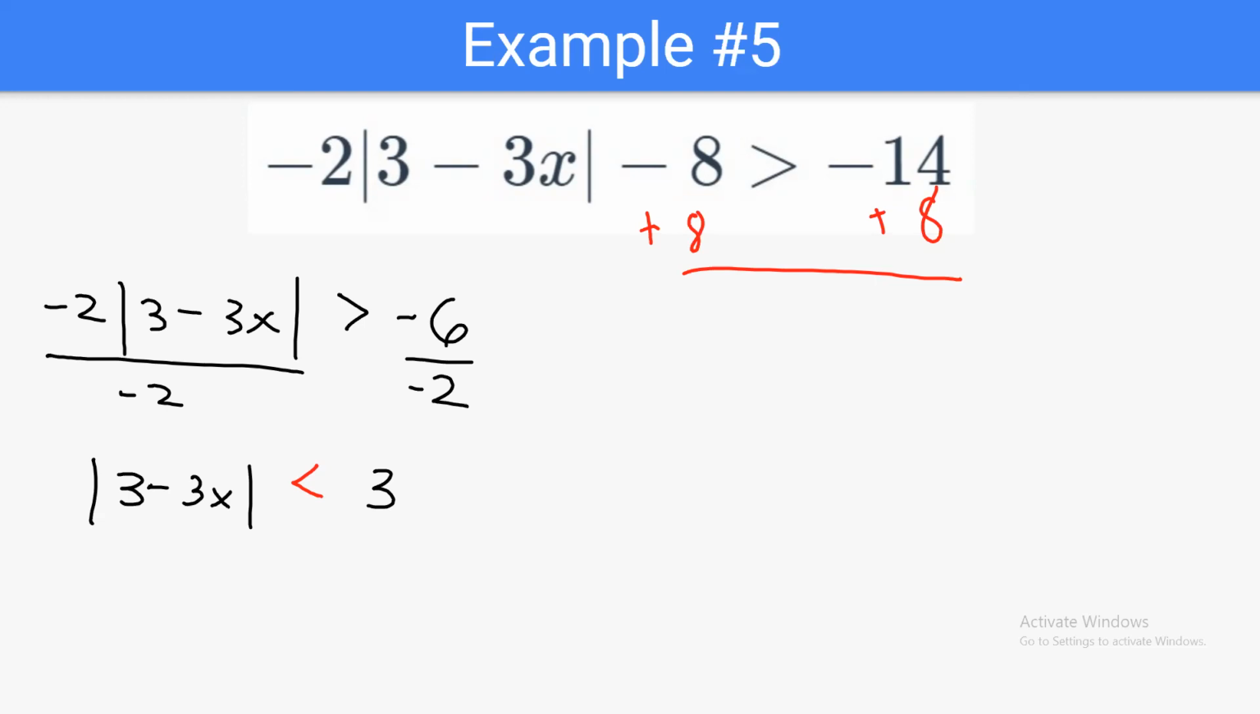Okay? So it flips. So the absolute value, right? The distance away from zero, because it's isolated, I can say the distance away from zero is less than 3. Less than, it's an AND statement, correct? So 3 minus 3x is going to be in the middle. 3 is going to be on my right-hand side. Negative 3 is going to be on my left-hand side. Less than, just less than. Not less than or equal to. Less than. Okay?